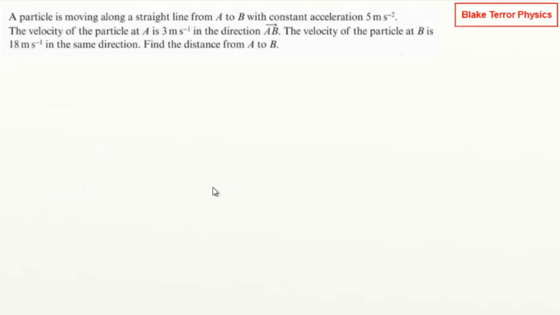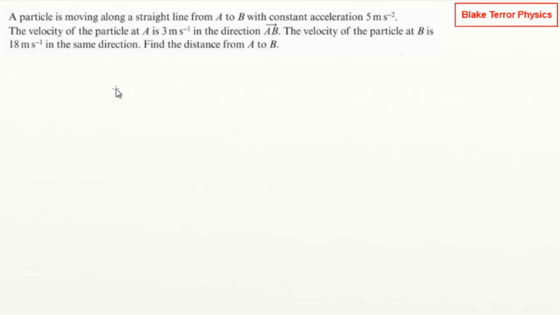Moving on again, particle moving in a straight line with constant acceleration, sorry. Same old story. 5 meters per second squared. Velocity of the particle at A is 3 meters per second in the direction of AB. Velocity of the particle at B is 18 meters per second in the same direction, right? So it's increased by 15 meters per second at 5 meters per second squared.